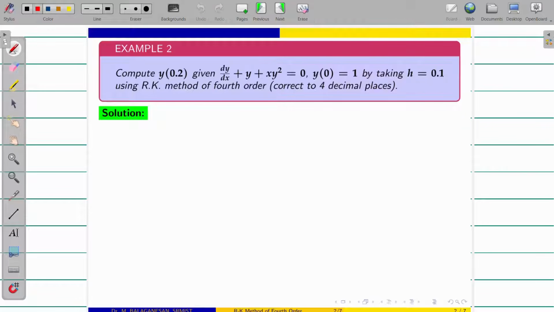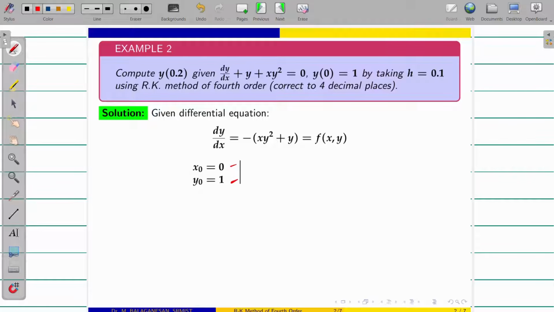Right. Come to the solution part. The given differential equation is dy by dx equivalent to, as I told you already, it should be on the right hand side. We have taken it onto the right hand side. That is our f of x comma y hereafter. Given the initial condition x naught is 0 and y naught is 1. And then we have to find the y1 value at x1 equivalent to 0.1, because they asked to take the difference h equal to 0.1. Then x2 is 0.2. What is the value of y2? This is what they asked.